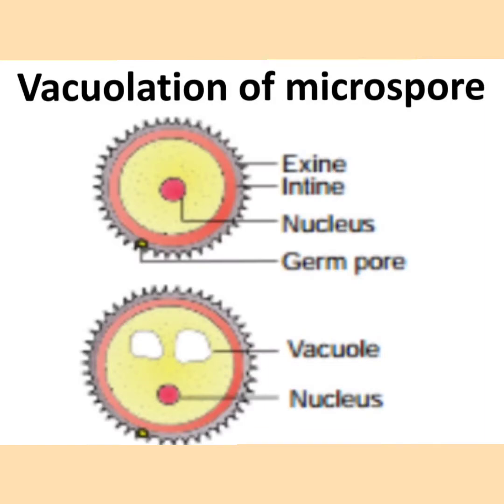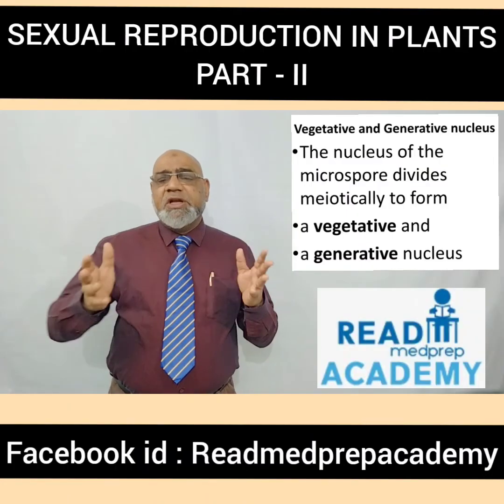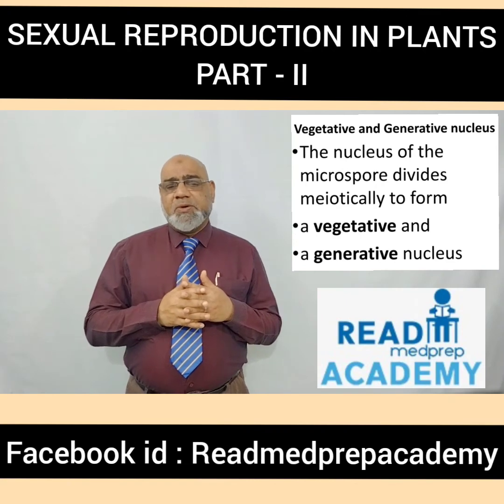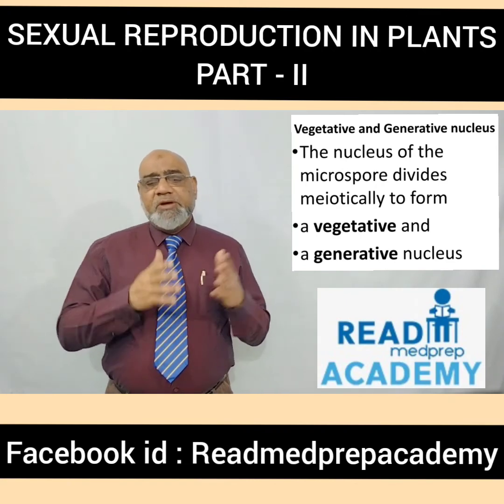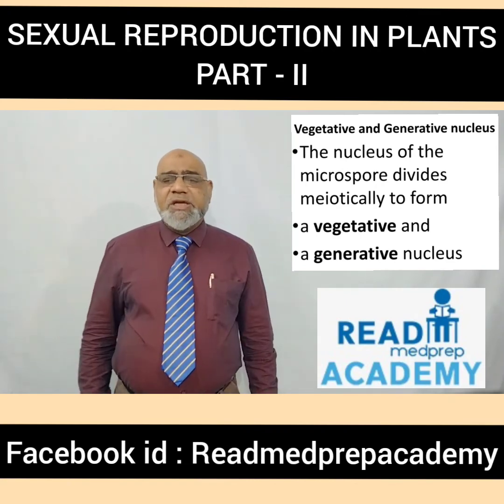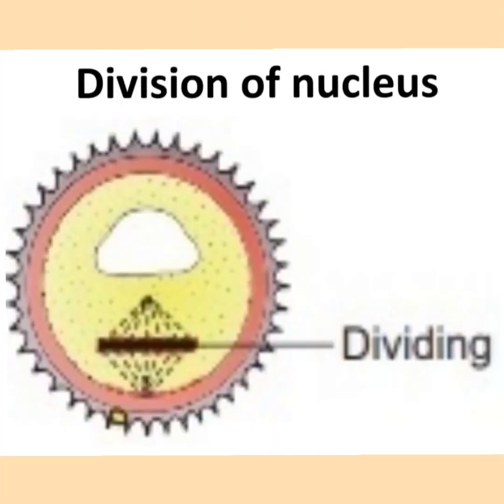Here you can see the first development that occurs is the vacuolation of the pollen grain. Then the division of the nucleus occurs in the microspore meiotically to form the vegetative nucleus and a generative nucleus. Here you can see in this image the division of the nucleus.